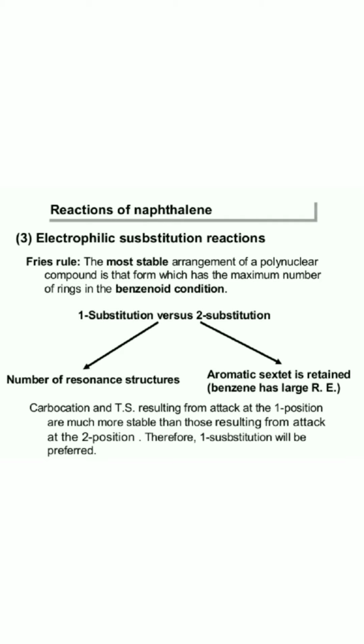Now substitution is very important, and two principles have to be followed: the number of resonance structures and the aromatic sextet principle, which substitution reactions basically follow. Substitution at the 1 position is more stable, due to the number of resonating structures, than at the 2 position. So we will see the substitution reactions here.